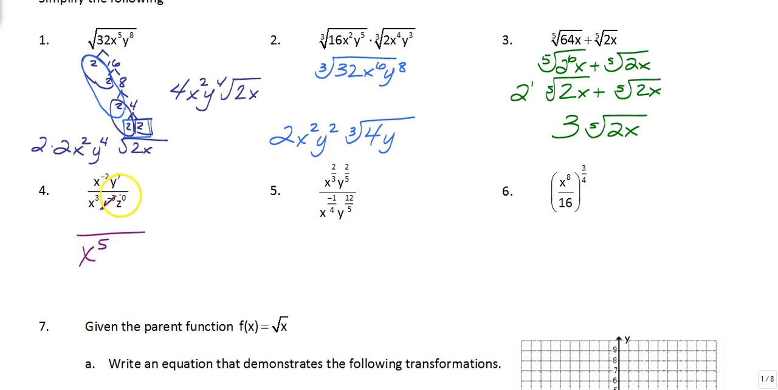And again, if you like moving negatives first, you can actually just move it to the top because it doesn't want to be in the denominator. So you have y to the 7th and y cubed, so that's going to give you y to the 10th.